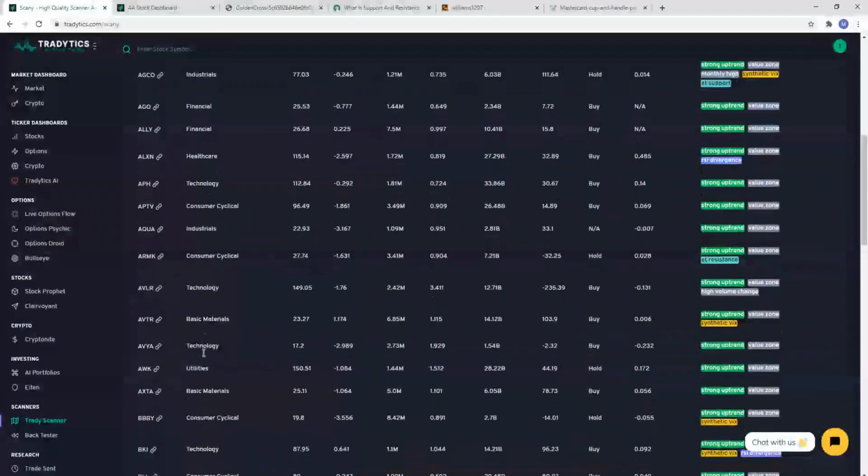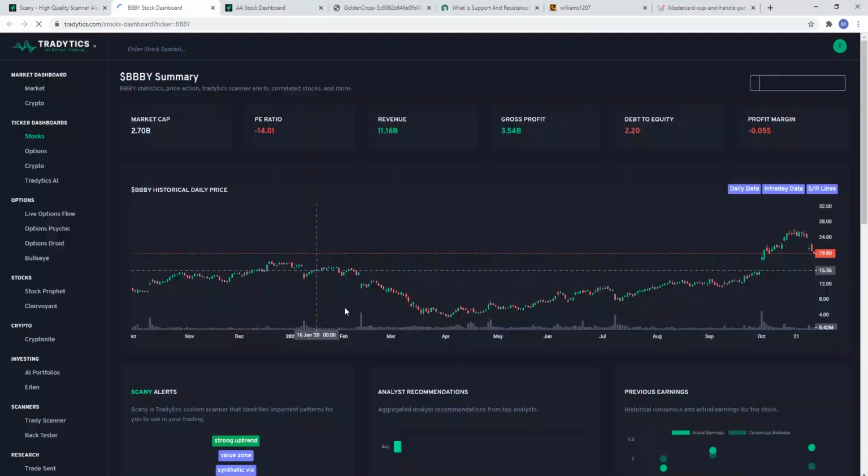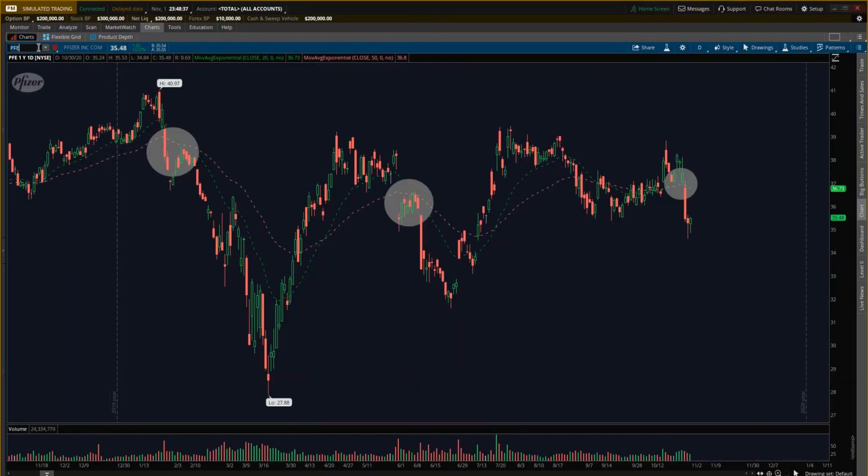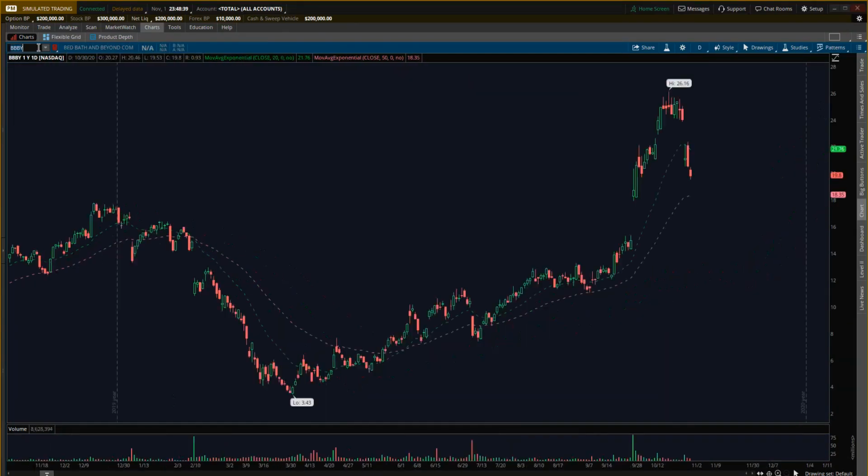Let us check BBBY next, as that is a well-known stock. As you can see, BBBY is in a good uptrend and the price dipped in the last few days and came between the 20 and 50 moving averages. Let us switch to Thinkorswim and verify this. You can see that price is indeed between the 20 and 50 MA. This is a good place to buy the stock.